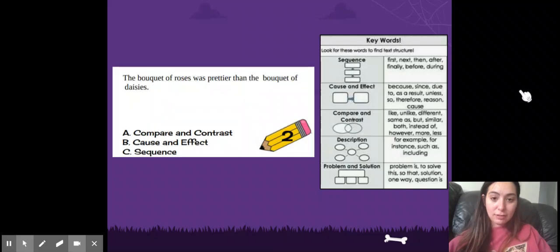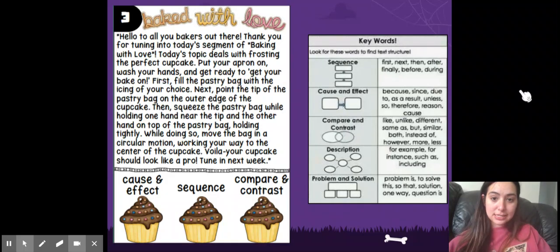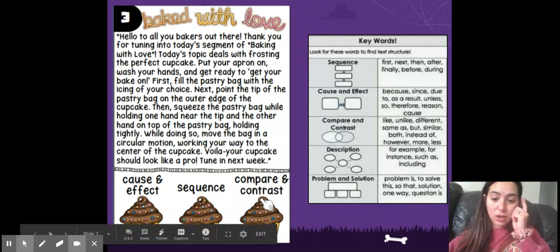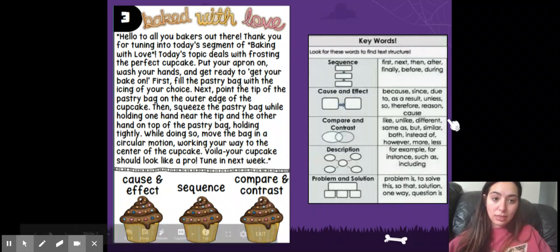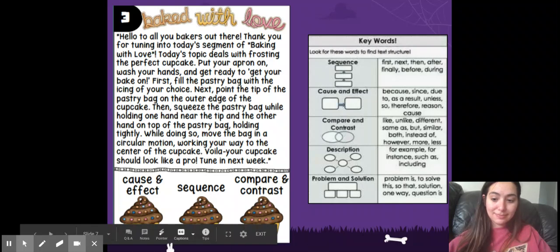Okay? So you have a few of these to practice, and same with this. You want to try to really think what the author is trying to tell you and listen for these keywords.